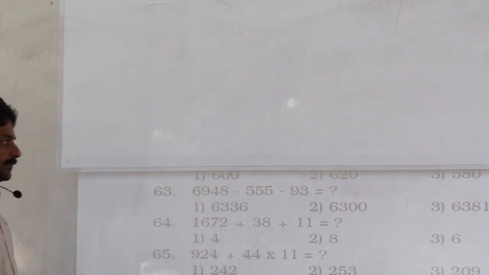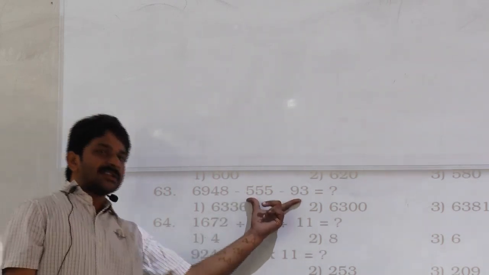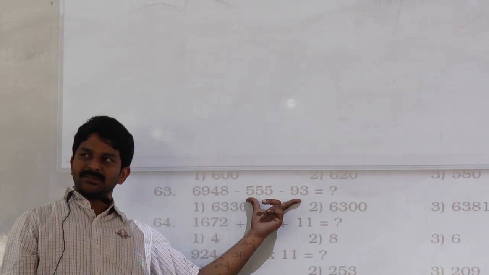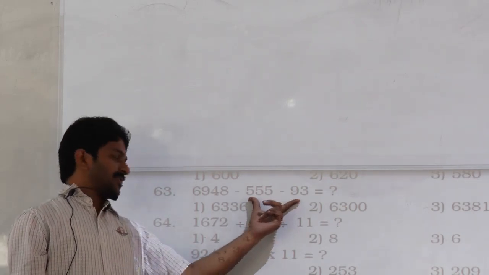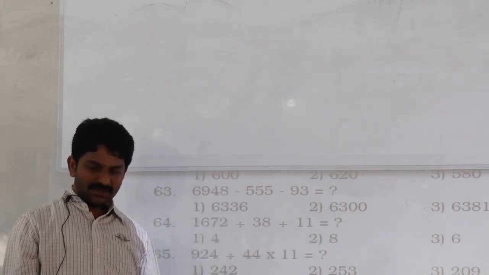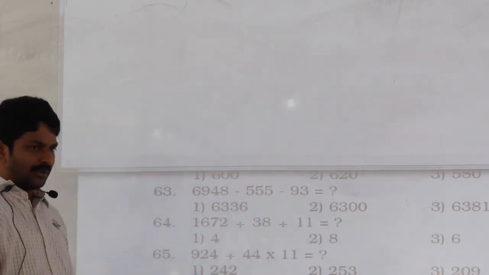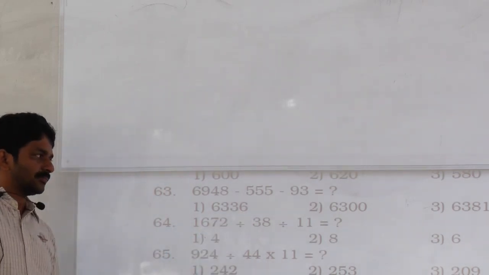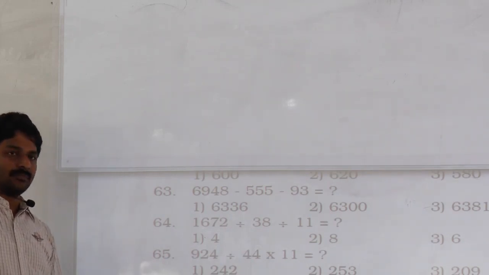Right, next. What is the last digit for negative numbers? 8. When you subtract 8 from a number which ends with 8, the last digit should be 0. Only one. Next.